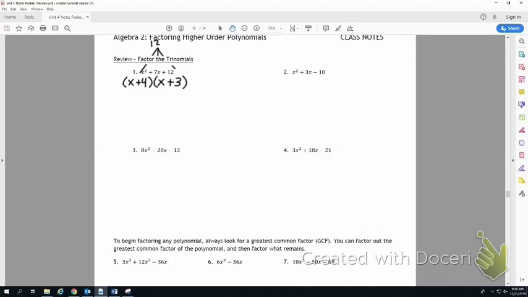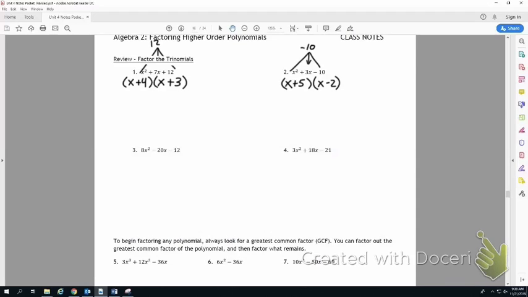Alright, so looking at number 2. Again, A times my C is negative 10. What factors of negative 10 add up to positive 3? 5 and negative 2. Okay, and then I'm done. Let's jump down. Let's do 4 first, before 3, it's a little bit simpler.